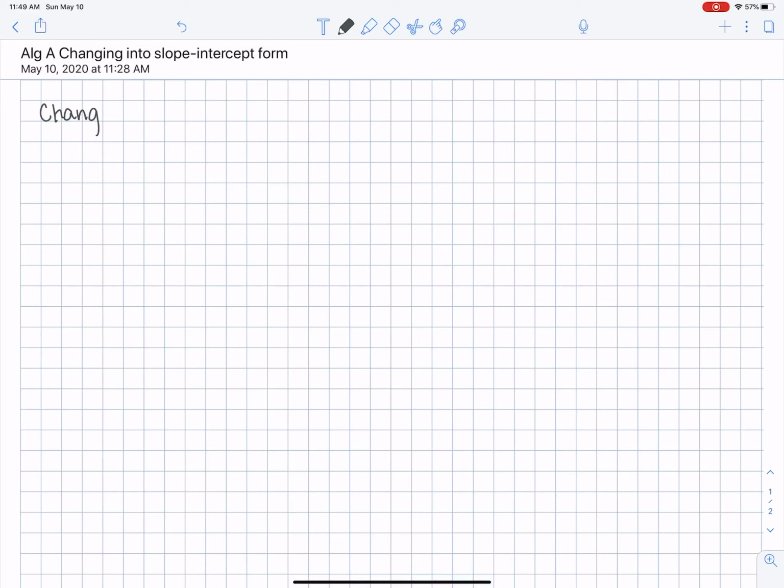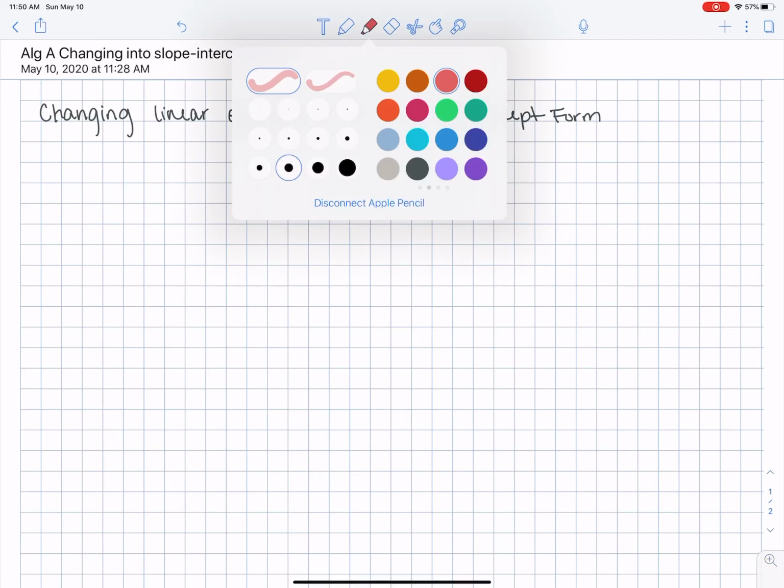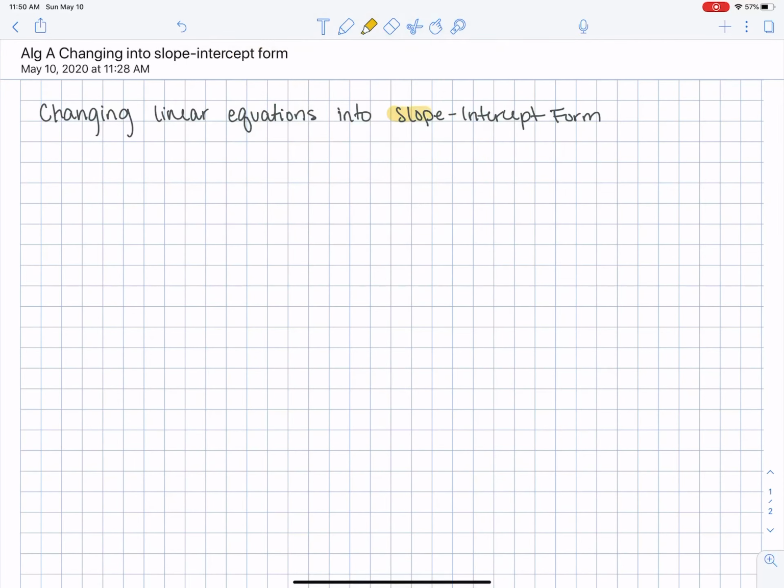And we're going to talk a little bit about changing linear equations, and specifically into slope-intercept form. Okay. So the slope-intercept form, I'm going to highlight it here for you. The slope-intercept form should be exactly what you were working with last week.